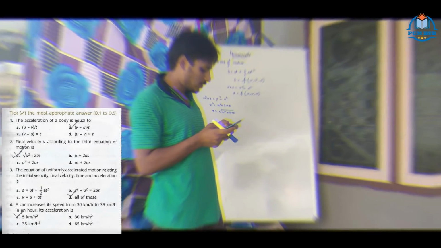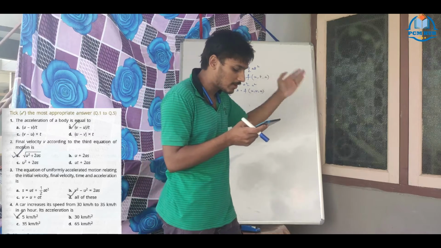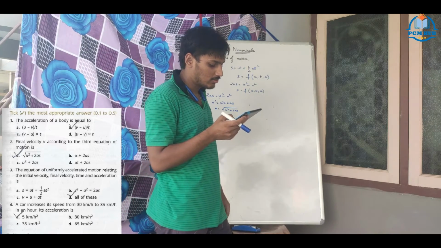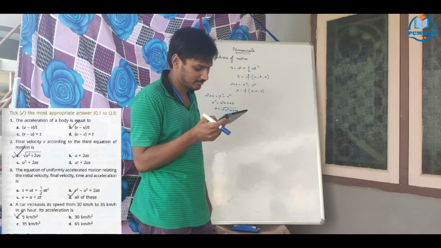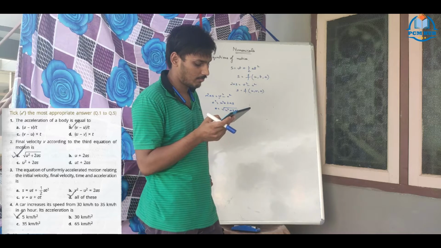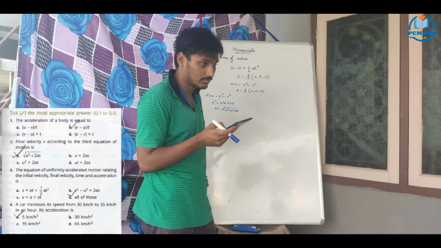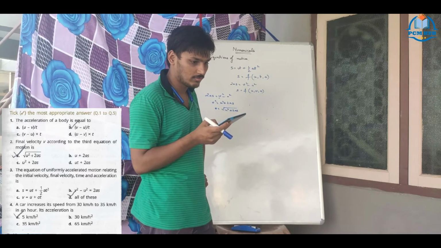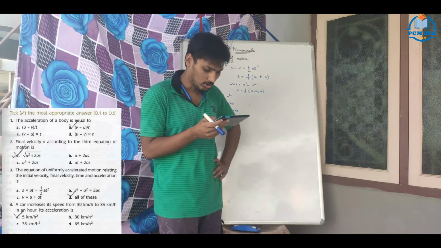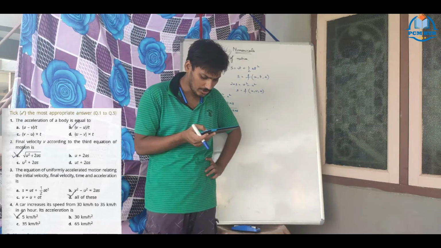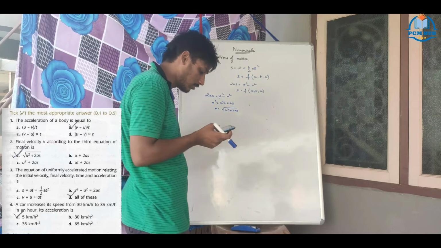Okay, now coming to the fourth question. A car increases its speed from 30 km per hour to 35 km per hour in 1 hour. Its acceleration is? Do it. Just seeing the question doesn't give the answer. Use pencil or something. These are all worksheets. You need to do them.